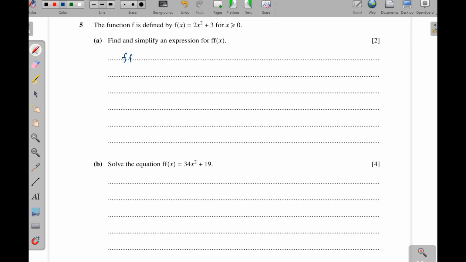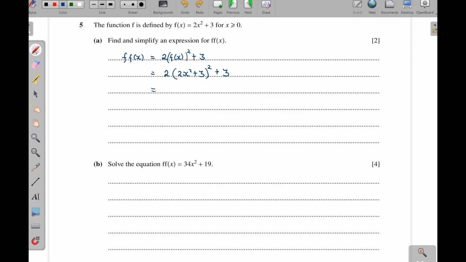So f of x then is going to be equal to 2. Wherever there is x, I'm going to put f of x. You see that? Then you square it, then plus the 3. So what is our f of x? It is given as this. So I will say 2x squared plus 3. Then you square and then plus the 3.